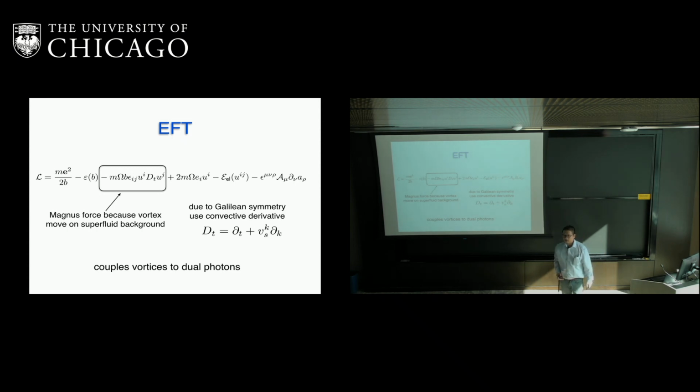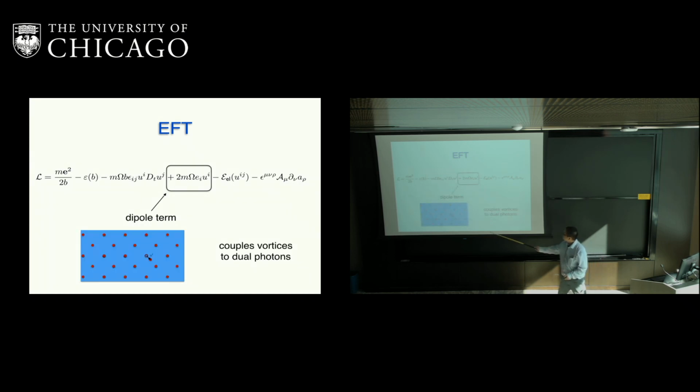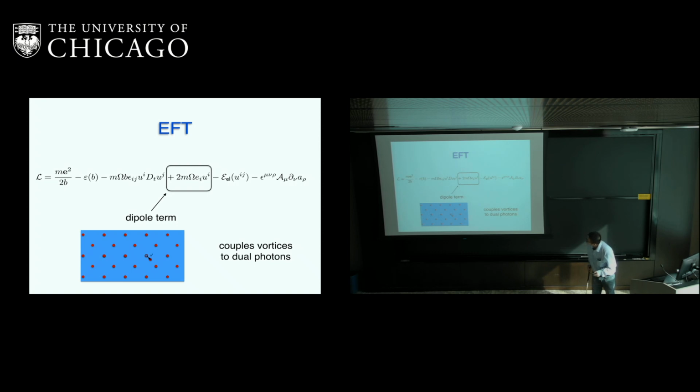So here u_i is a deviation of the vortex from the original lattice point. Square lattice. Yeah, square lattice. Okay, it's a hexagon, I think. So here is the dipole term. When the vortex moves, it creates a dipole, and this is an electric field dipole interaction.